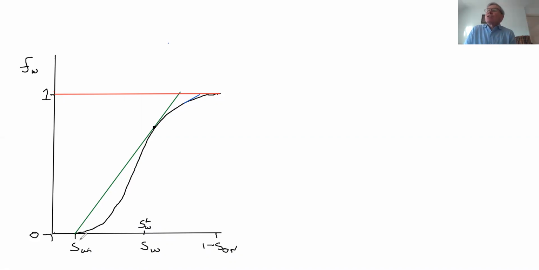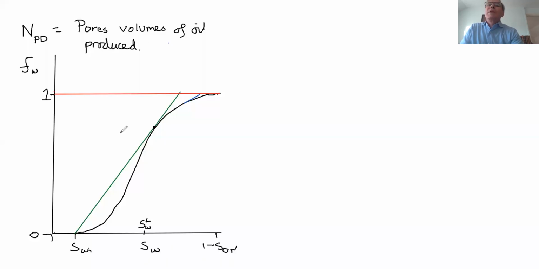So we constructed our Buckley Leverett solution in the previous video. But now what I want to do is calculate recovery. Okay? And I'm going to define recovery in this way. NPD is the pore volumes of oil produced. Now what I want to do is just run through that physically, and then with a plot, which I'm going to do here. Okay. And let us think about what that means.